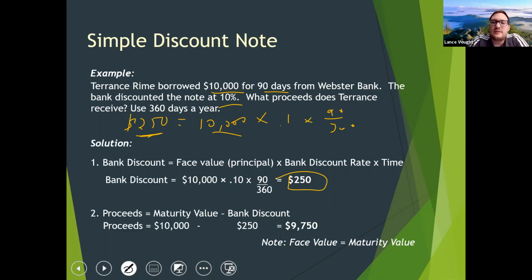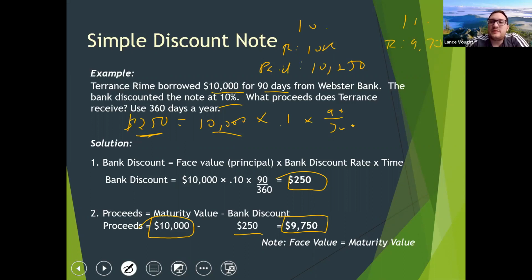So we've already calculated that the interest is going to be $250. So if we deduct that up front, that means that Terrence will receive $9,750, but he will pay back 10,000. So the difference: in chapter 10, he received 10K and paid 10,250. In chapter 11, he's going to receive 9,750 and pay 10,000. That's the difference.